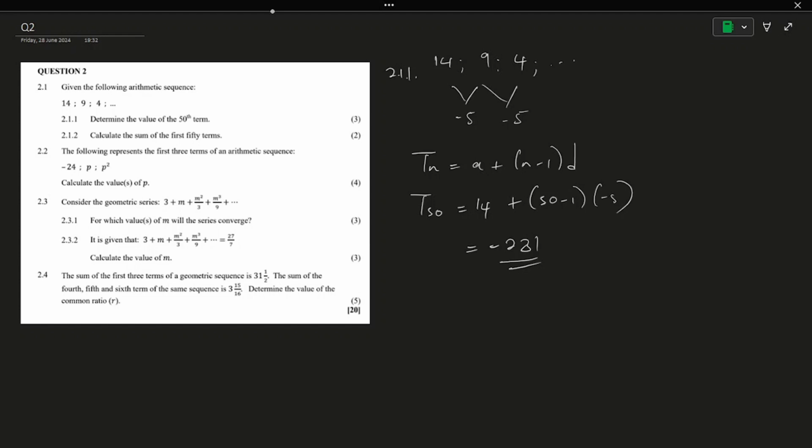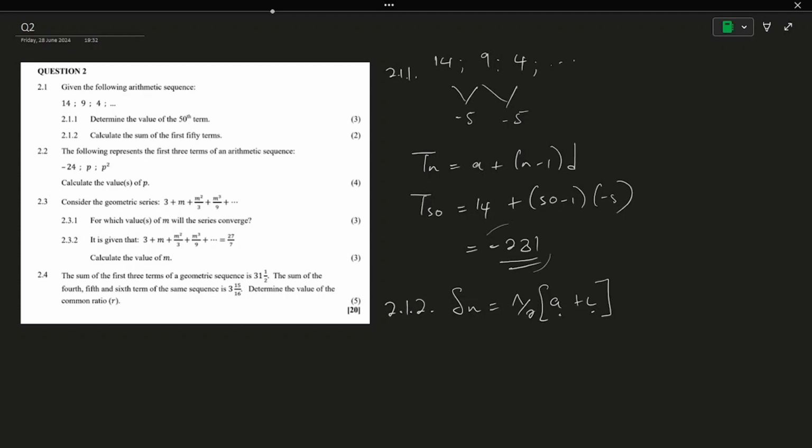Right, question 2.1.2, calculate the sum of the first 50 terms. Right, it's also 2 marks. No need to be a gymnast. So what we're going to have is Sn. I would like us to use a formula that just uses a plus l, where a is the first term and l is the last term, like that. So nothing complicated because we know the last term. The last term is the 50th term because they want us to find the sum of the first 50 terms.